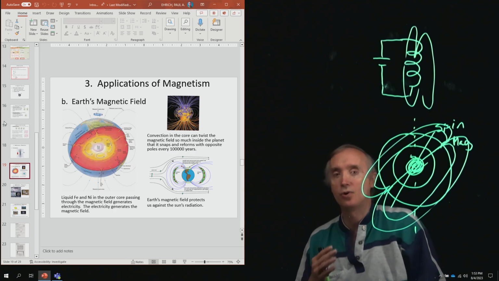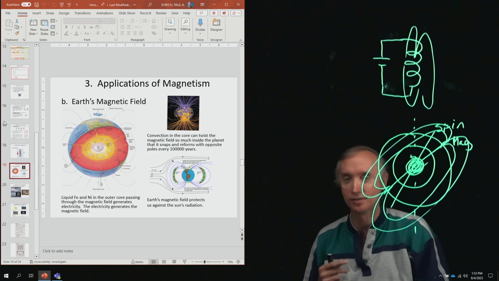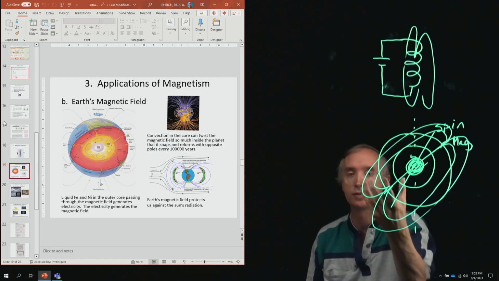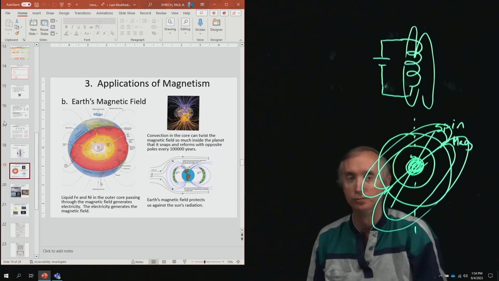However, it's not quite right, because the Earth is actually what's referred to as a geodynamo. What that means is that you've got iron and nickel going around, and it's going through an existing magnetic field.